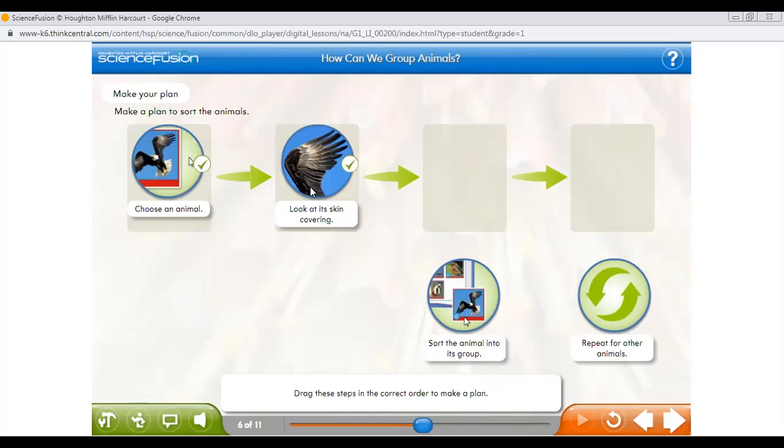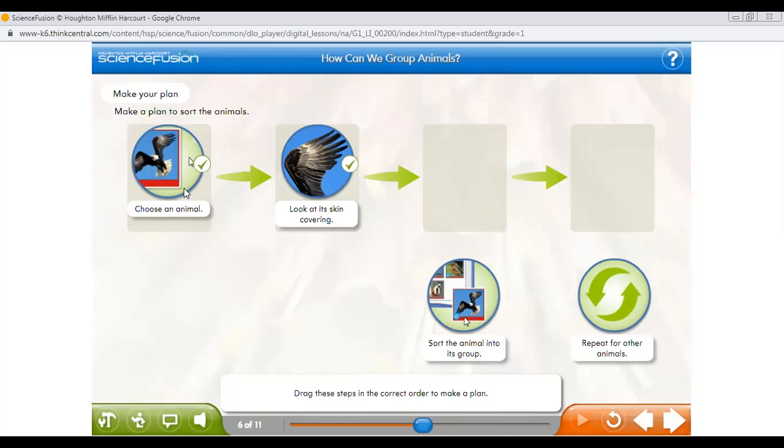We look at the skin because it tells us whether it is a mammal, a reptile, an amphibian, or an insect, whether it's a mammal or a bird, by looking at its body. Different groups of animals have different body coverings. Mammals have fur or hair. Reptiles have dry skin. Amphibians have wet skin. Insects have hard skin. Fish have scales on their body. And birds have feathers. So different groups of animals have different body coverings.